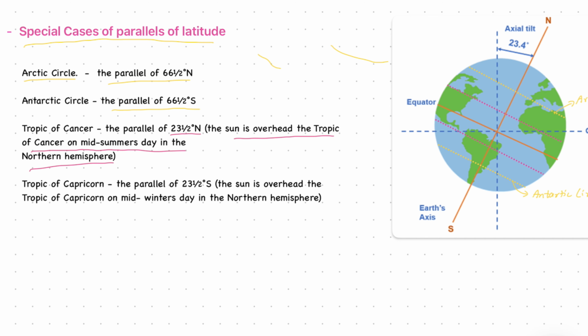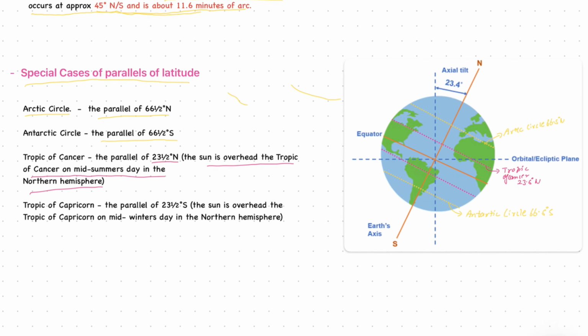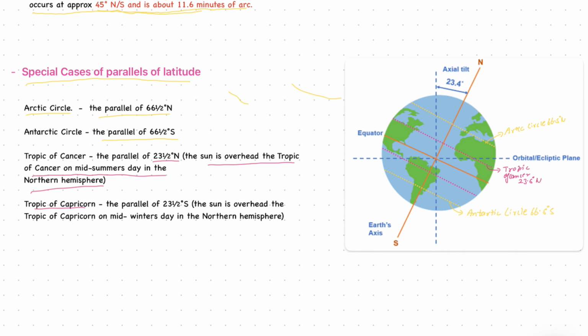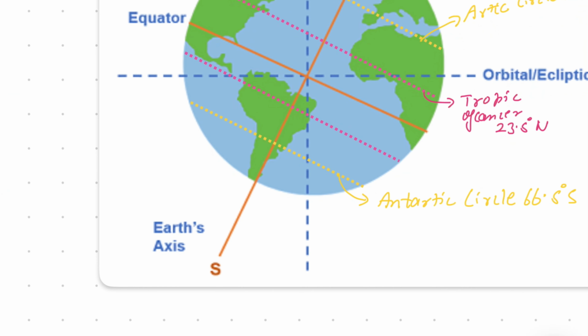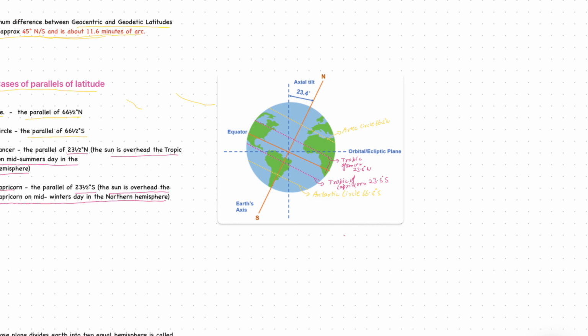Already told you this in my previous video, the first video of solar system. This one is our Tropic of Cancer line. It is about 23.5 degree north. Okay. And Tropic of Capricorn, the parallel of 23.5 degrees south. The sun is overhead the Tropic of Capricorn on midwinter's day in northern hemisphere. This line, this is Tropic of Capricorn, and it is about 23.5 degree south. Just remember these terms and its value.